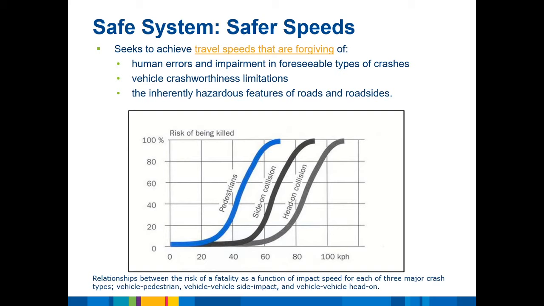So question 2 in your key lecture questions, A, B, and C, is what speed gives a 10% chance of causing a fatality for a pedestrian, a side impact, or a head-on? And I want you to answer that question as 30 Ks, 50 Ks, and 70 Ks. It's pretty easy to remember. 10% chance of fatality at 30 Ks for pedestrians, 50 Ks for side impact, and 70 Ks for head-on.